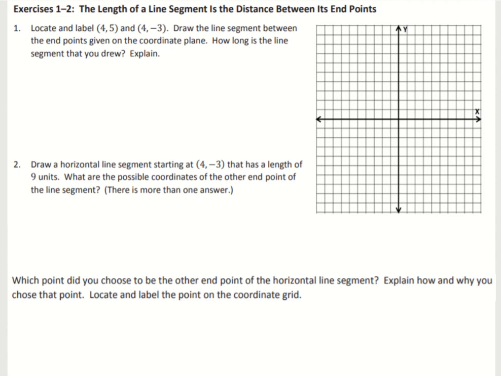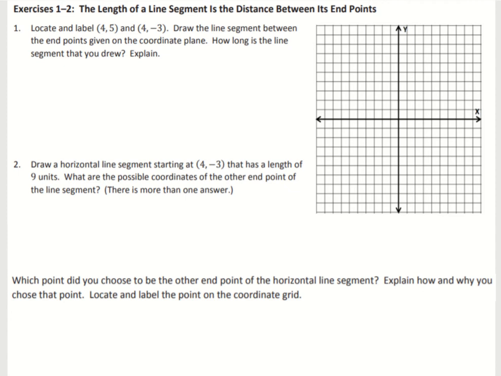So to get it started off, we're going to start with, as you can see, exercises 1 and 2. The length of a line segment is the distance between its endpoints. And, well, we've already kind of gone over this. This shouldn't really be anything too new to us. So, question 1 tells us to locate and label the points (4, 5) and (4, -3).